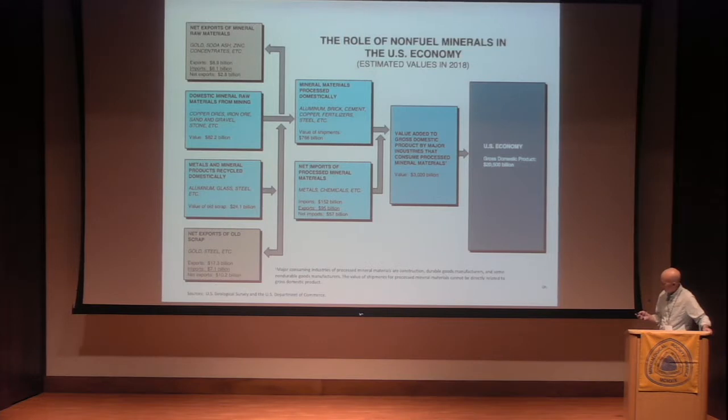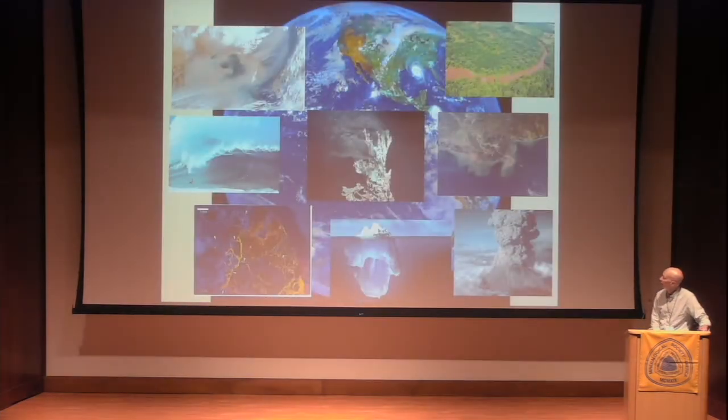Another chart, I just want you to look at this part right here. Value added to gross domestic product, and this is in the United States only, by major industries that consume processed mineral materials. That's 3,000 billion, that's $3 trillion annually. This is for 2018. And the whole US economy is only, in quotes, 20 trillion. So that's 15% of our economy that depends directly on the stuff that you study. That's a lot.